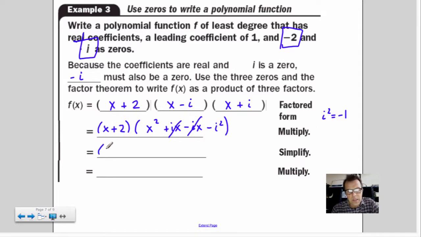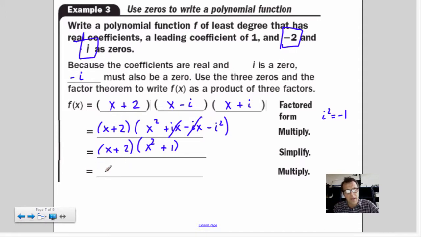So let's rewrite this in simplified form. This is x plus 2, parentheses, and then parentheses, x squared plus 1. Again, hopefully just take a look at this. Look at this factor, the way it's written. If I set this equal to 0 and solve, wouldn't I get the answers -i and +i? So again, I'm feeling like I'm on the right track.